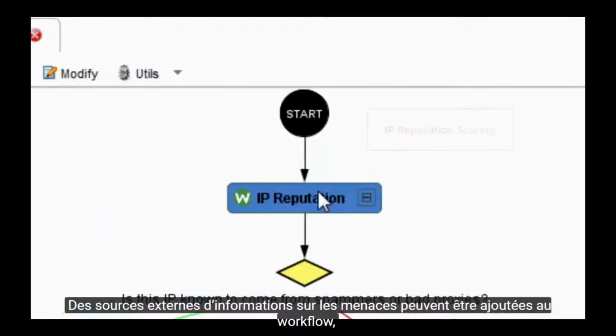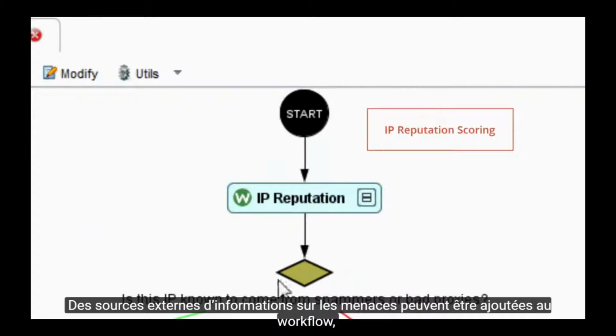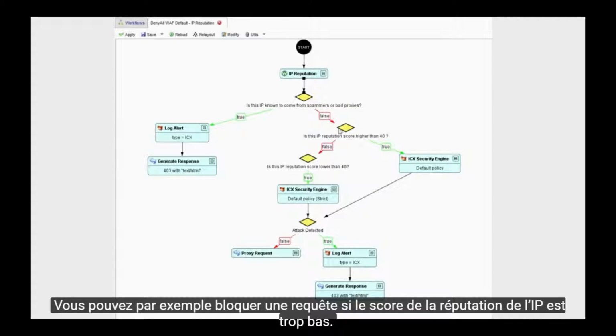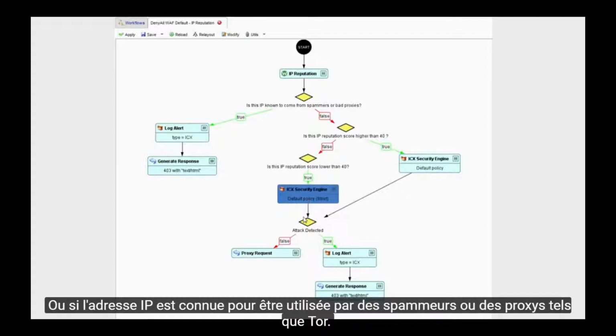External threat intelligence sources can be added to a workflow with a view to making smarter contextual decisions. You can decide, for example, to drop a request if the IP reputation score is too low, or if the source IP is known to have been used by spammers and proxies such as Tor, for example.